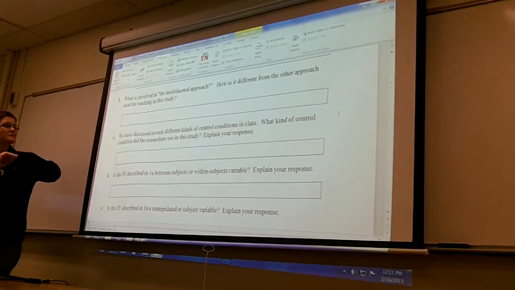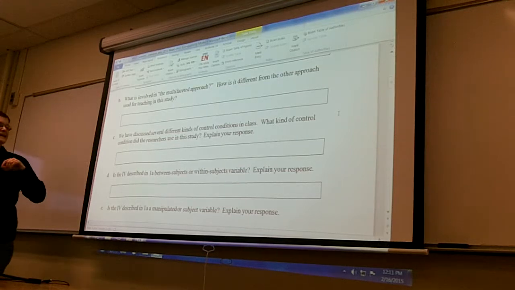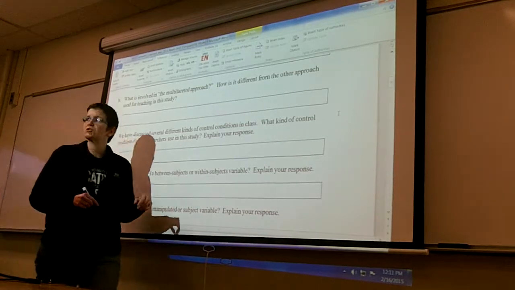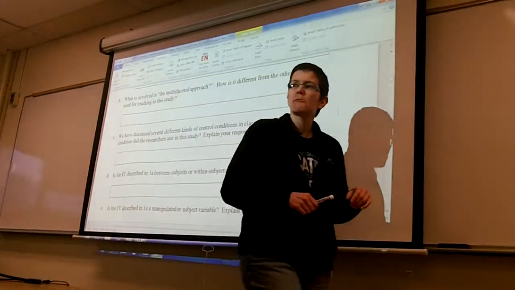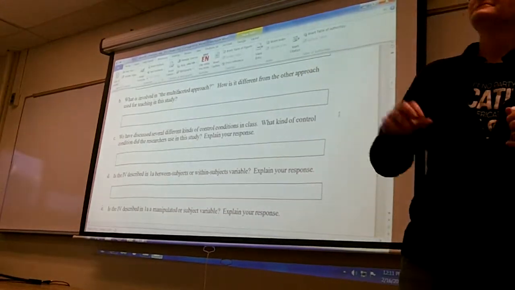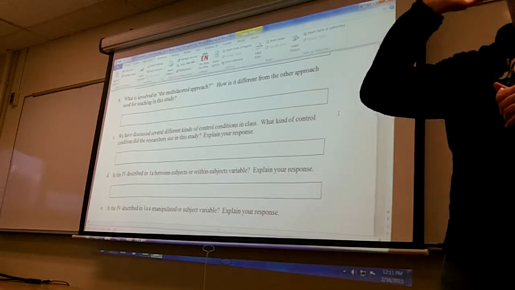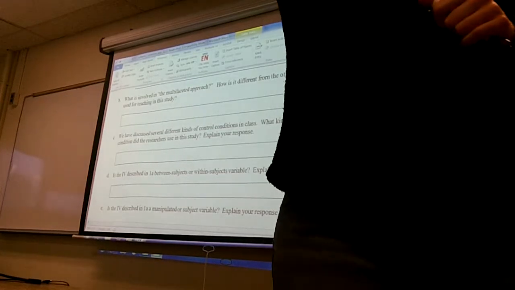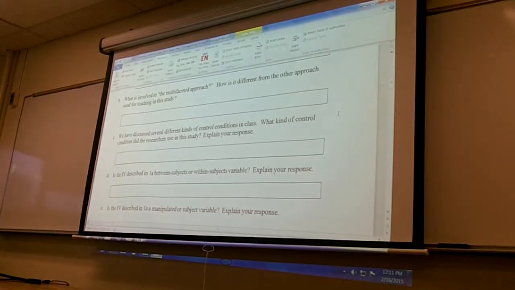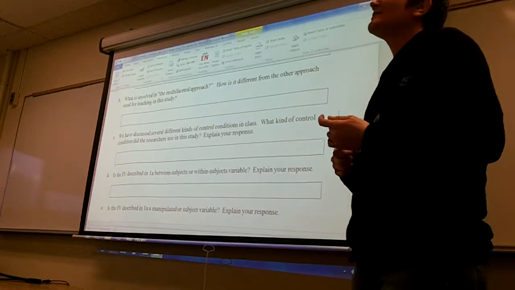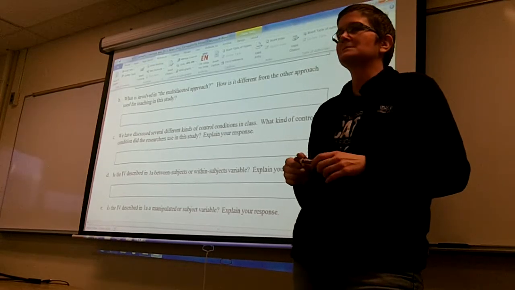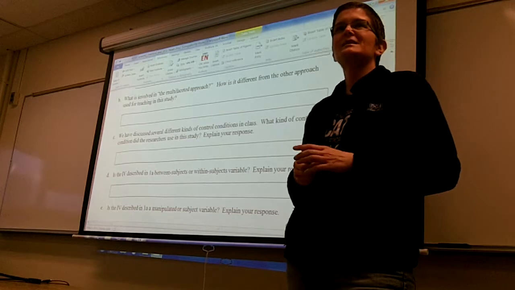So we've discussed several different kinds of control conditions in class. What kind of control condition did the researchers use in this study, and how do you know? Expert back there, she's holding back. She's looking at me for a clue. Come on, what kind of control condition did we have? We've already given you a bunch of hints. What kinds of control conditions have we talked about?